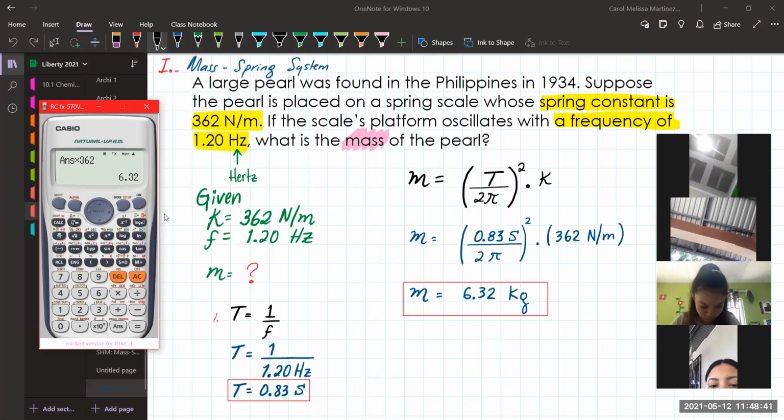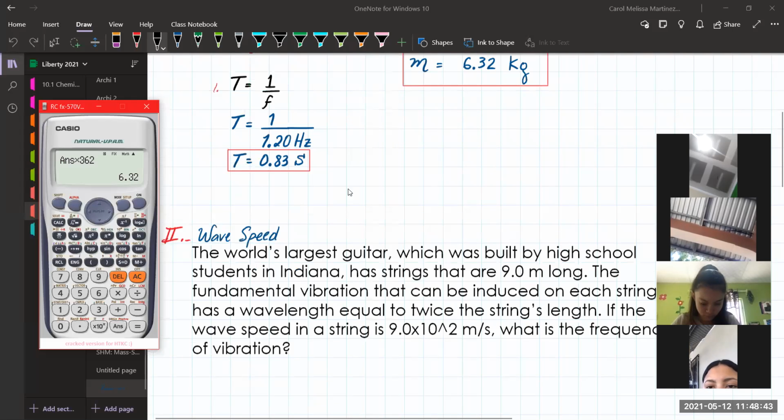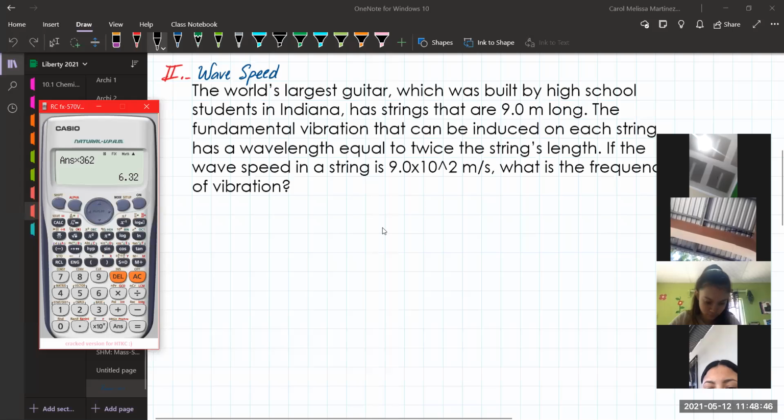Okay, now in the second problem, from the second topic, I have what we know as wave speed. Okay, so who wants to help me to read the problem?